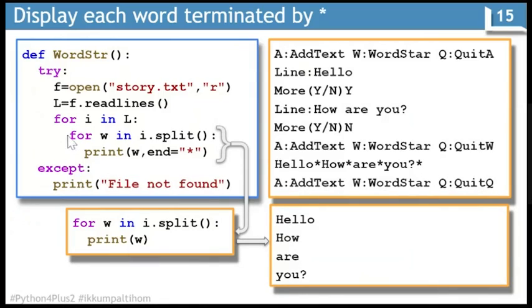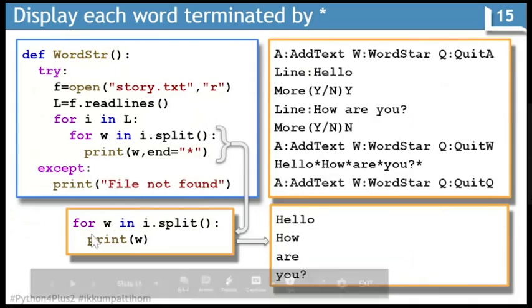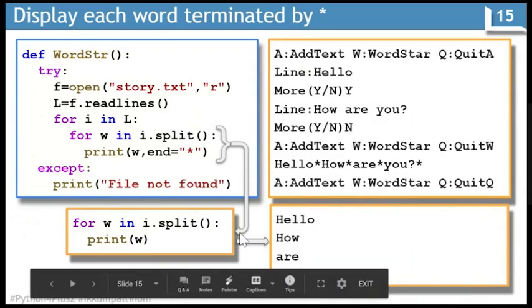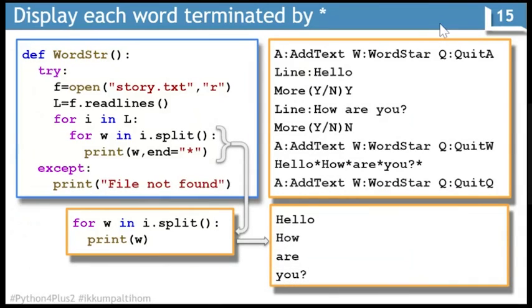And in place of this second loop, if we write this as the loop, we'll be able to display each word separately in separate lines. So you can see hello, how are you displayed in 4 separate lines. So depending on what the question and the requirement are, you can decide how to extract words and how to make use of the extracted words.